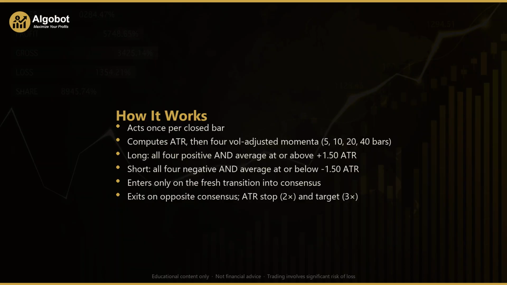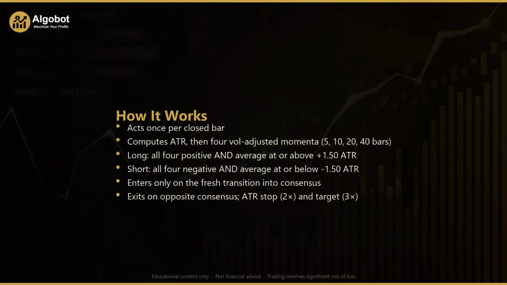Now the decision. A long signal is generated only when 2 conditions are both true. Every one of the 4 horizons is positive, unanimous agreement, and the average momentum is greater than or equal to the momentum threshold, which defaults to 1.5 ATR units. A short signal is the mirror image: all 4 horizons negative, and the average momentum at or below negative 1.5. Notice this is fully symmetric. Long and short use the same rules in opposite directions.